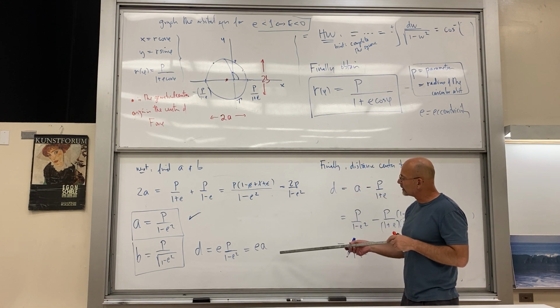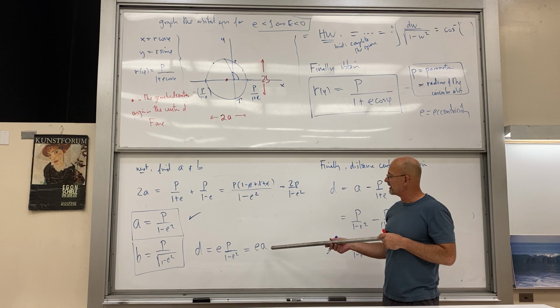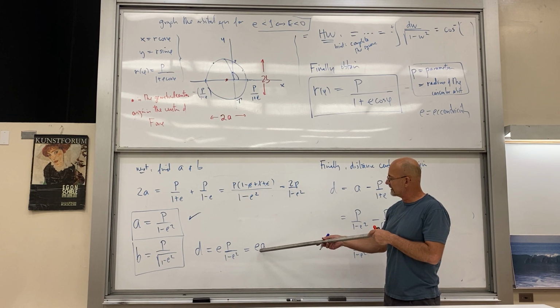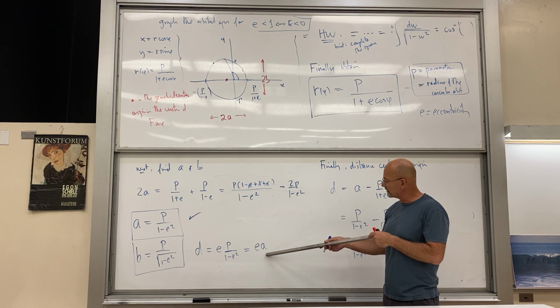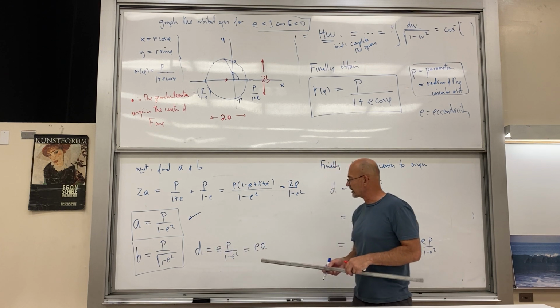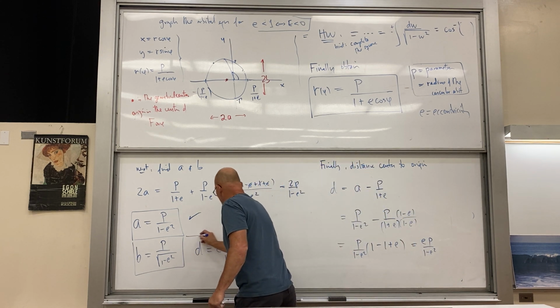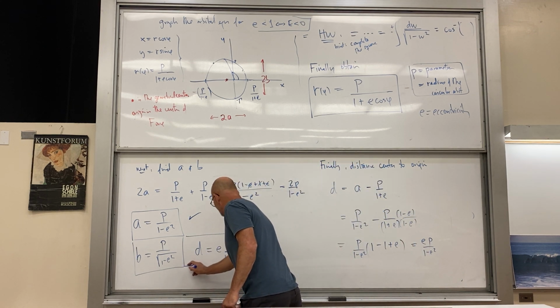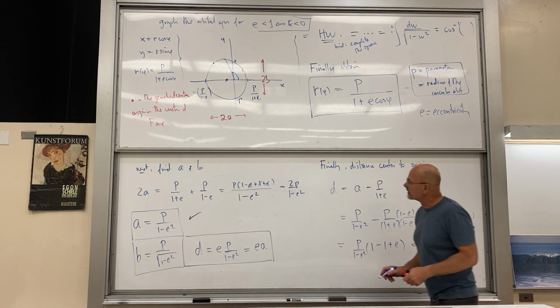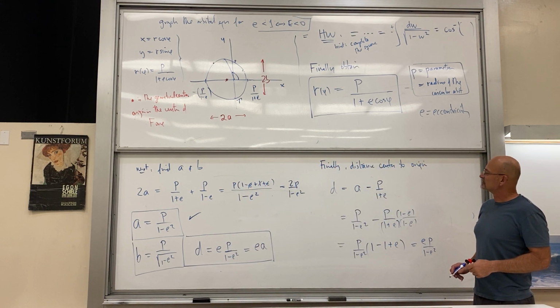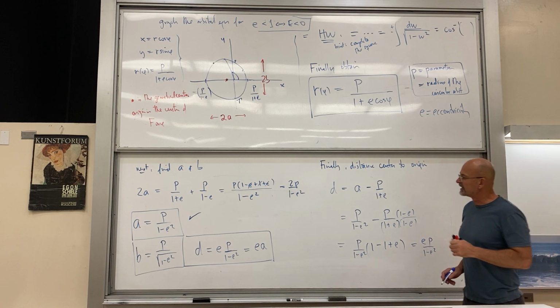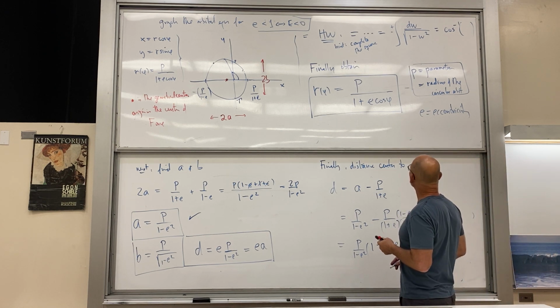So for a circular orbit, this E goes to 0, and then that distance goes to 0 as well. Good. Now we've got pretty much everything. So now I can formulate the remaining part of this homework problem.